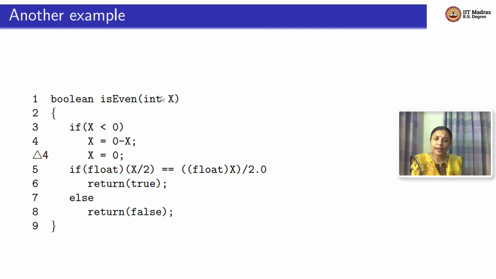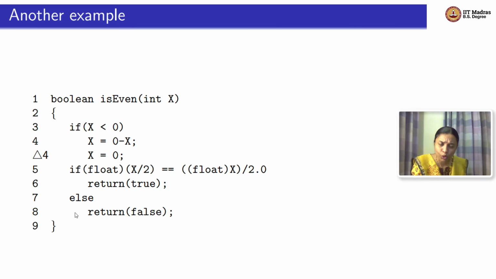Here is another example. This example illustrates the difference between strong killing and weak killing. This is an example that checks for divisibility by 2. The method is called isEven. It takes an integer x. If x happens to be negative, it just makes it positive, statement number 4, and then it does division by 2. If it is able to successfully divide by 2, it returns true to indicate the number is even, otherwise it returns false.